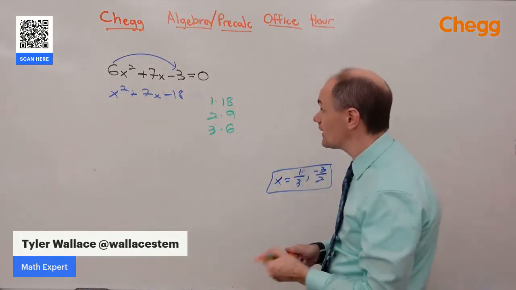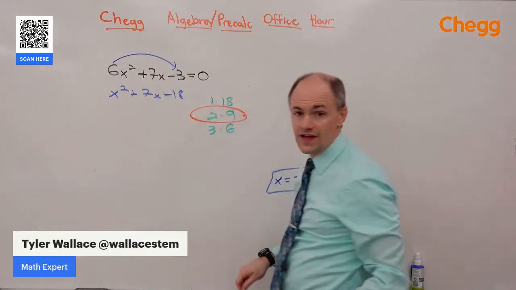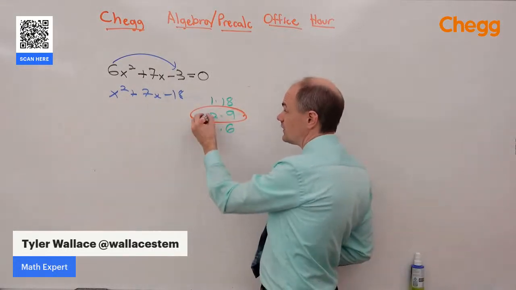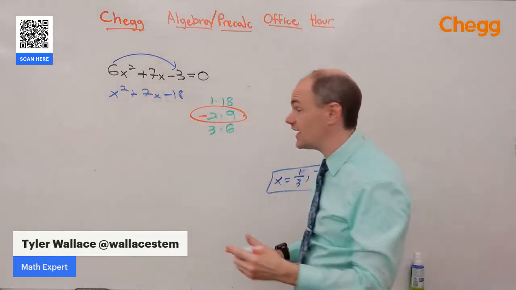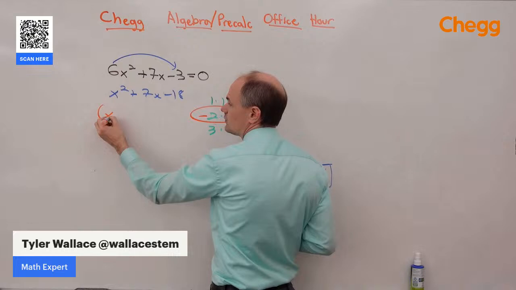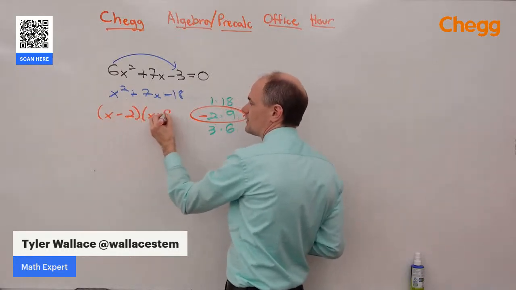We want the pair that we can use to get 7x in the middle. Well, that's this middle one. Because if we've got a -2 and a +9, that's going to give me 7x. So the factors I'm going to use for this easier problem is x minus 2 and x plus 9.